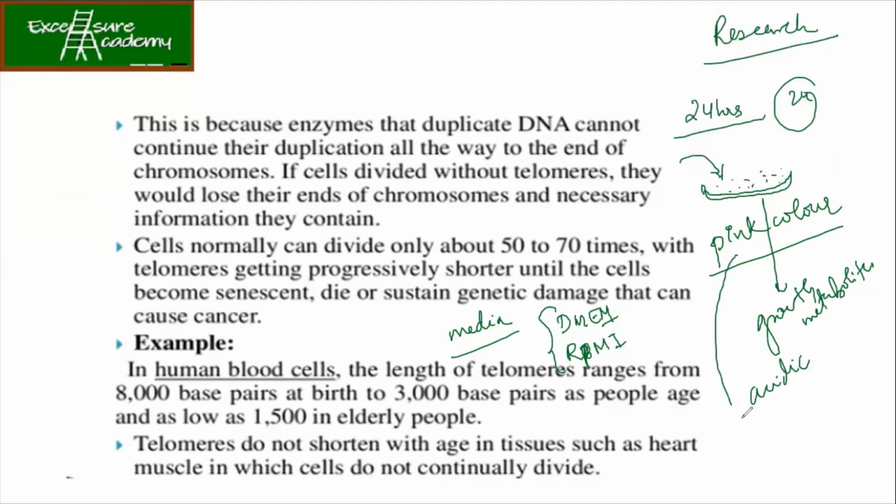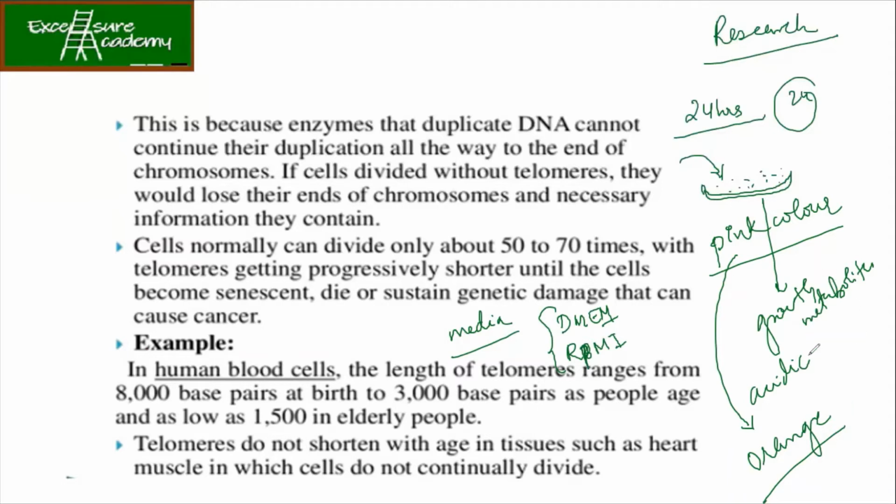Because of which this pink color will turn into orange, bright orange. So this is an indication that the tissue, the petri dish, has become full. Okay, there is no more media or nutrition remaining now for the cells to divide. Now what do you have to do? You have to split. You have to provide the new media.